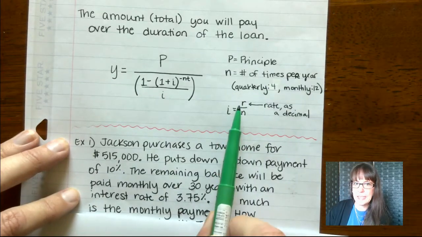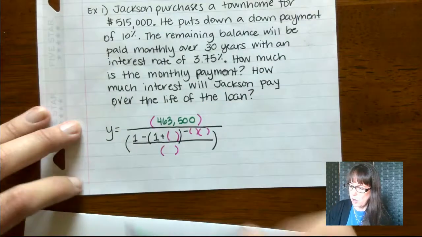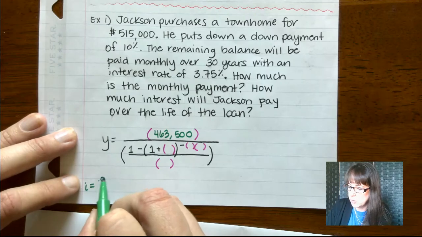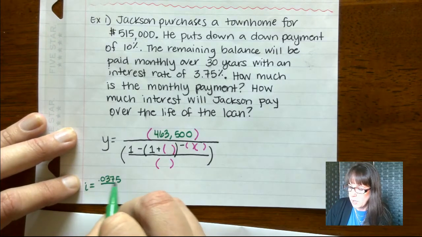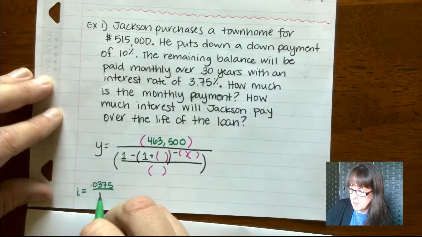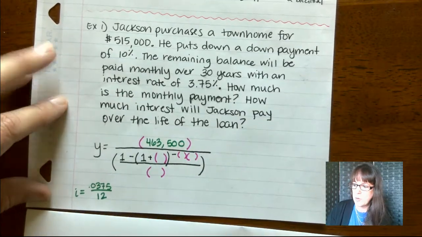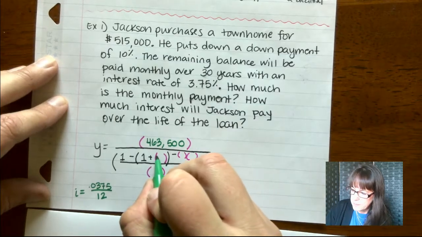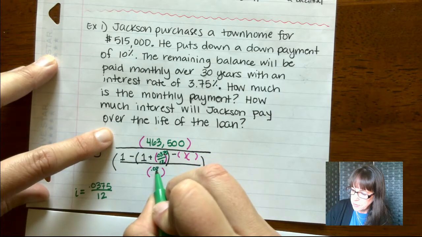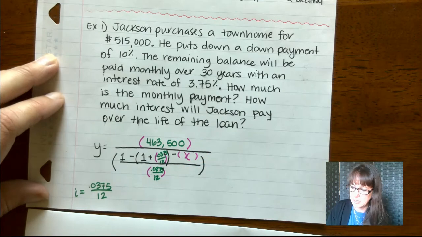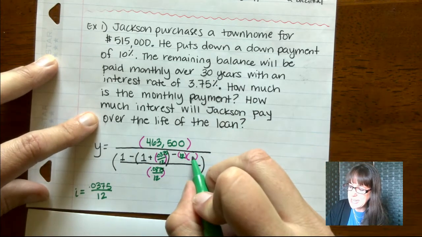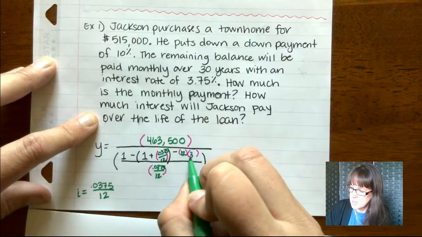Let me back up really quick and show you. Remember, your I is your R over your N. So our I in this case is our rate, 0.0375, over our N, and our N in this case is 12 because it's occurring monthly. That's going to be our I, and we want to put that in right here. Now, our N, again, is 12, and our T is 30 years.